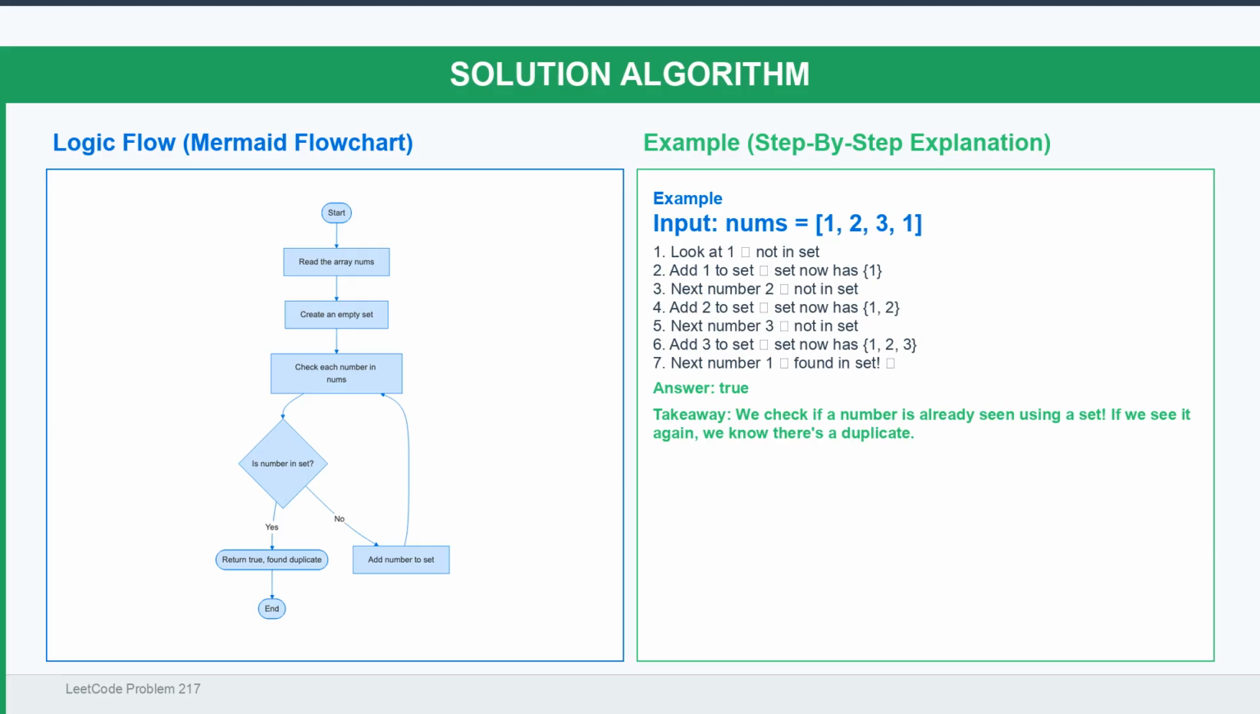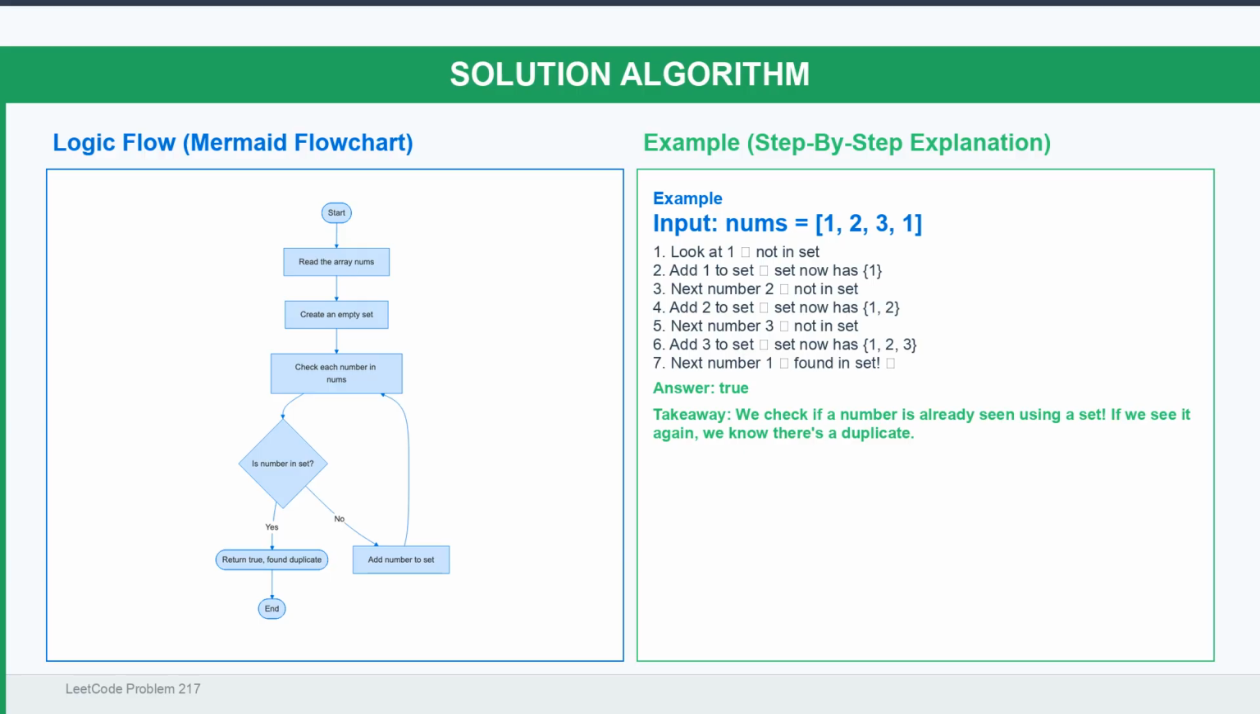This is ideal because it allows us to store elements and check for their presence in constant time, on average. So we begin by initializing an empty set named seen. Now, we iterate through each element in the array. For each number, we first check if it's already in the seen set. If it is, we have found a duplicate and we return true. If it's not in the set, we add it to seen. After completing the loop without finding any duplicates, we return false.